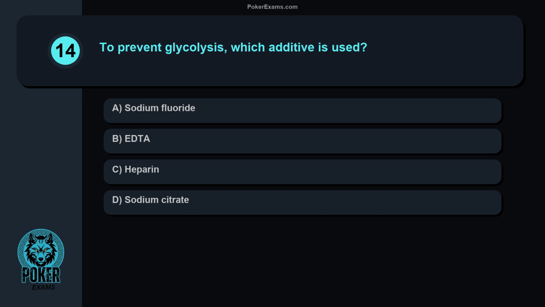Question 14. To prevent glycolysis, which additive is used? Sodium fluoride. EDTA. Heparin. Sodium citrate.